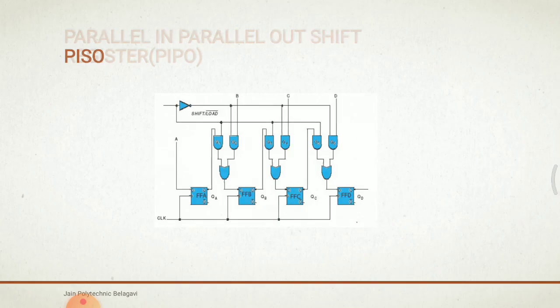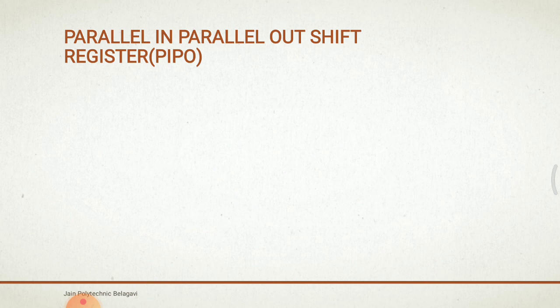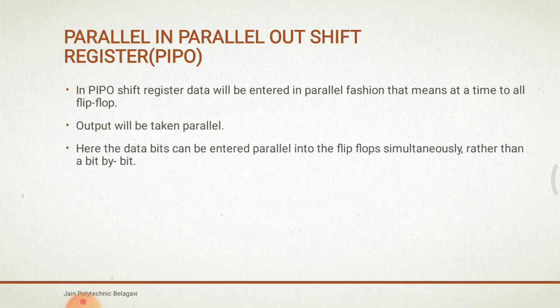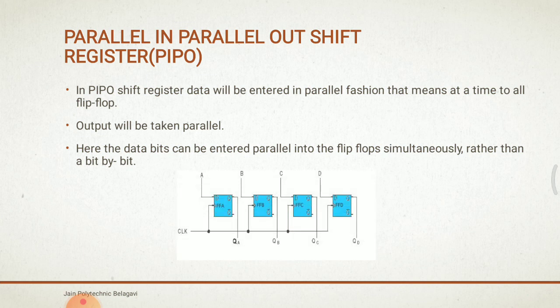Next one, parallel input, parallel output shift register. Parallel in, parallel out. With parallel input you are going to take the parallel output. You can observe, the output will be taken in a parallel fashion. Here the data bits can be entered in parallel into the flip flops simultaneously rather than bit by bit. Next, there will be a circuit diagram.